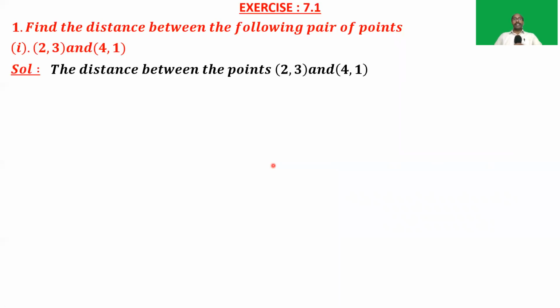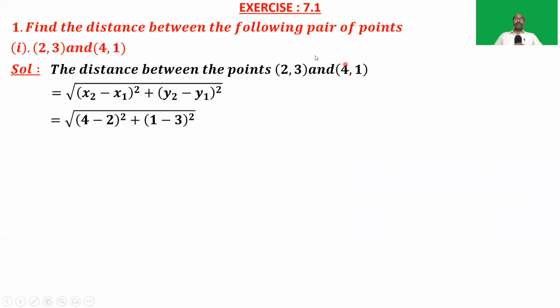So the distance between the points (2, 3) and (4, 1) is under root (x2 minus x1) whole square plus (y2 minus y1) whole square. This is the formula to find the distance between any two points in the coordinate plane. Now here we have x1 is 2, y1 is 3 and x2 is 4, y2 is equal to 1. Now substitute these values in this formula.